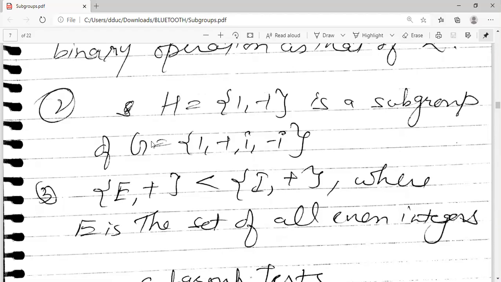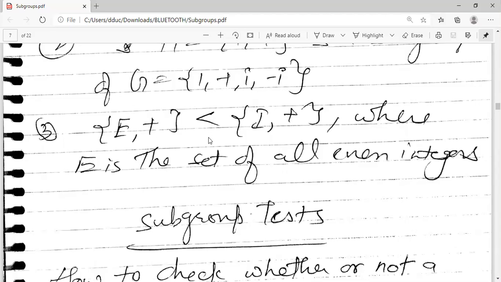Now this group {1, -1, i, -i} with these four elements, and this subset H with two elements, 1 and -1, becomes a subgroup of G. So this is a subgroup of G. The operations are the same in this.